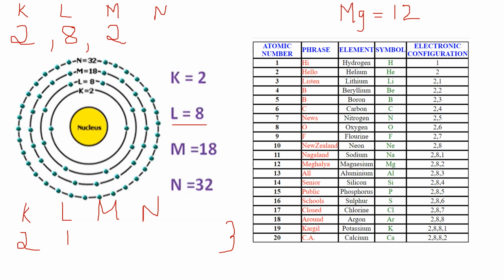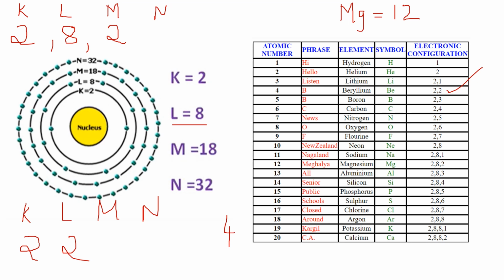Similarly, we have beryllium. Now, the atomic number is 4. Now K can be filled with 2. 4 minus 2 is 2. So 2 comma 2.